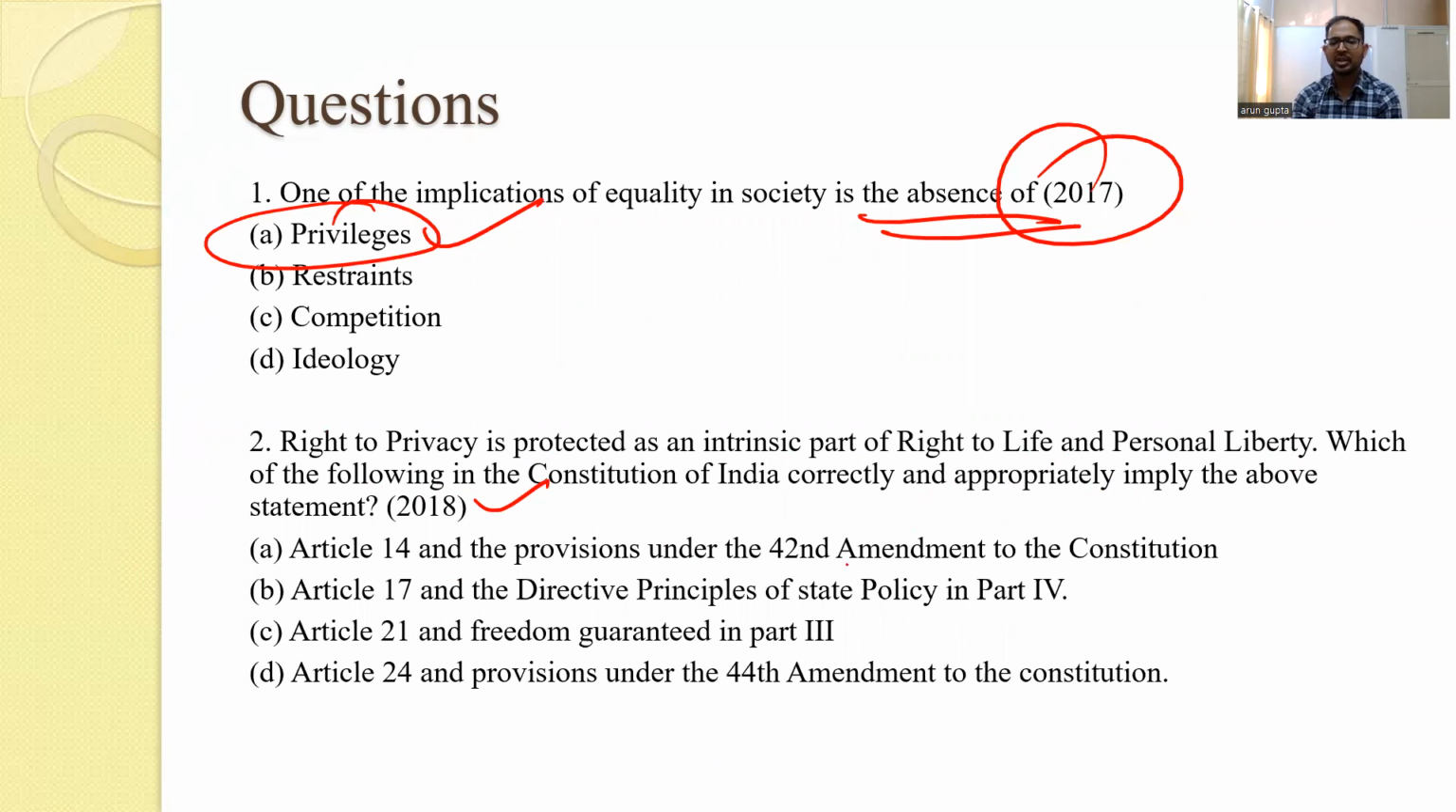Article 14 and the provision under the 42nd Constitutional Amendment Act of the Constitution. Article 17 and Directive Principles of State Policy, Part 4. Article 21 and freedom guaranteed in Part 3. Article 24 and provision under the 44th Amendment Act of the Constitution. So you can see the Puttaswamy judgment, right to privacy is under Article 21. So C is the correct answer.